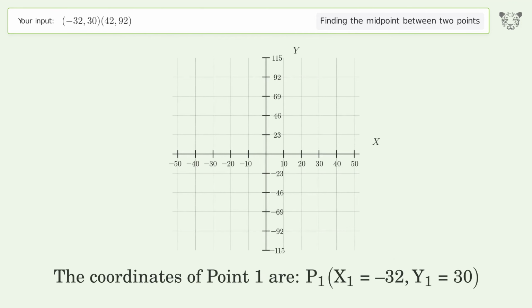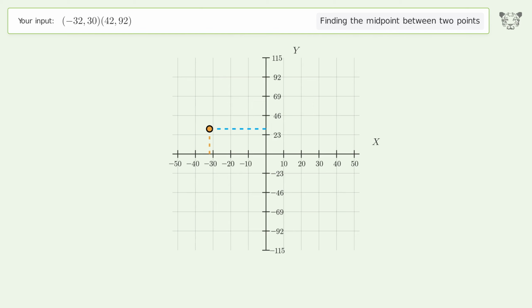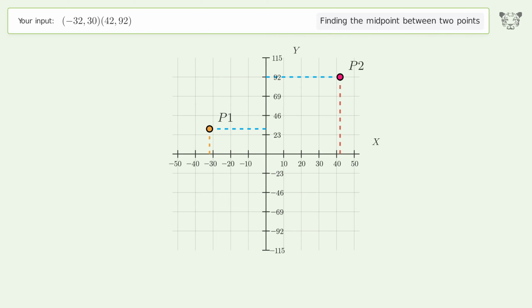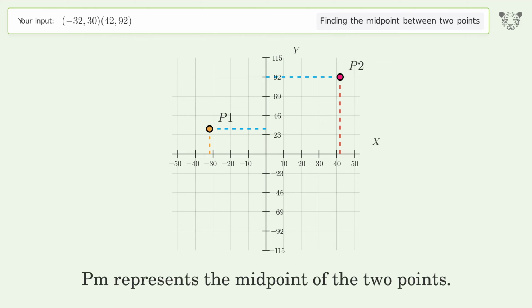The coordinates of point 1 are, x1 equals -32, y1 equals 30. The coordinates of point 2 are, x2 equals 42, y2 equals 92. PM represents the midpoint of the 2 points.